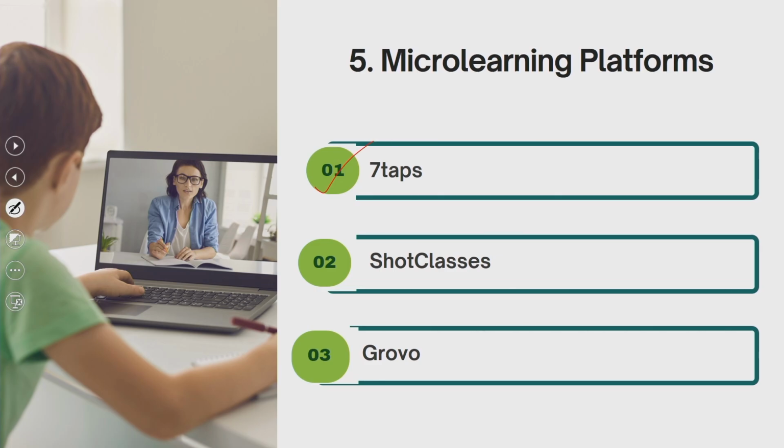Now we'll look into another significant micro-learning platform, which is Short Classes. Short Classes is a mobile-first micro-learning platform that enables organizations to create, distribute, and track short, impactful learning modules. So it focuses on enhancing learner engagement through interactive and gamified content. You see that it has a user-friendly content creation tool for developing multimedia-rich lessons. You also see gamification elements like badges and leaderboards to motivate the learners.